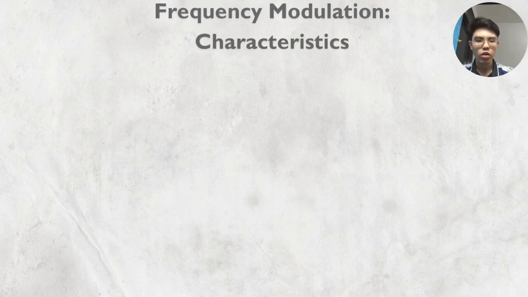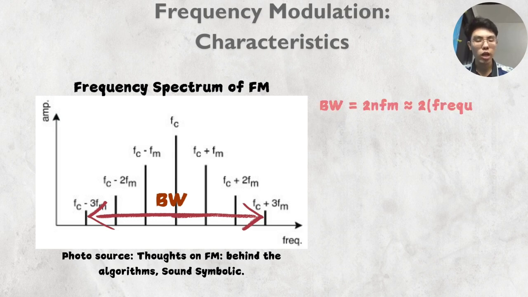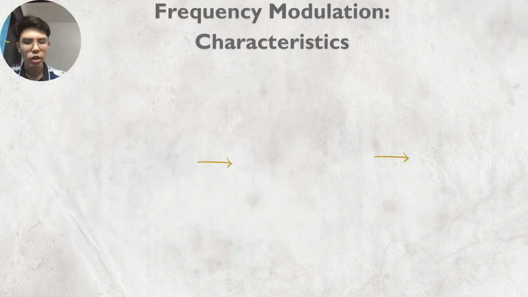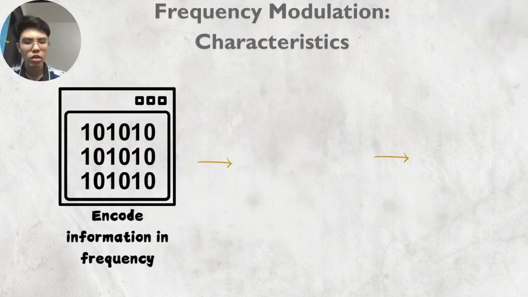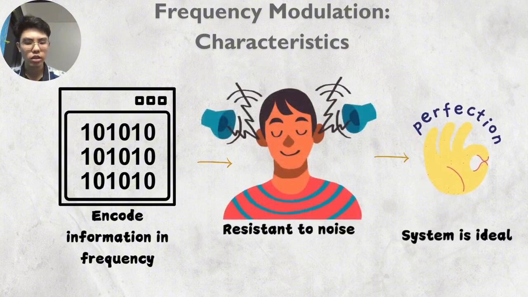What are the characteristics of FM? FM requires a larger bandwidth than AM. The sideband spread by frequency shift around the carrier signal determines the FM signal bandwidth. The formula for calculating bandwidth is bandwidth equals 2 times the sum of the frequency deviation plus the modulating frequency. This explains why FM needs more bandwidth than AM. Besides that, FM encodes information by varying frequency, not amplitude, making it resistant to noise and ideal for clear, consistent transmissions in radio and TV.